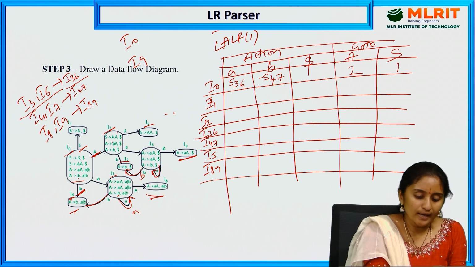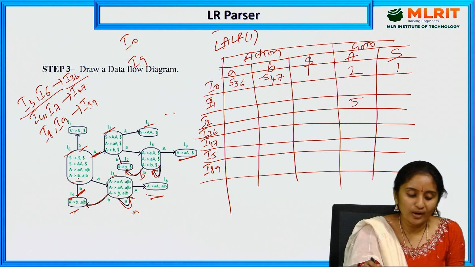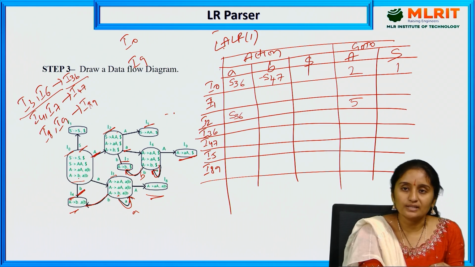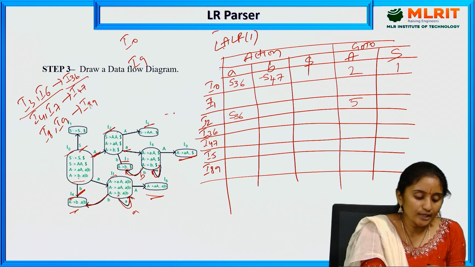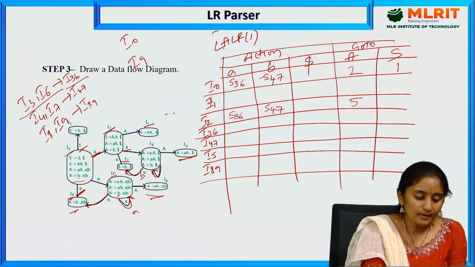Let me go for I2. I2 on capital A is moving to 5. I2 on small a is moving to 6, which is S36, shift 36. I2 on small b is moving to 47, S47. Next, I2 is completed. Next, go for I3.